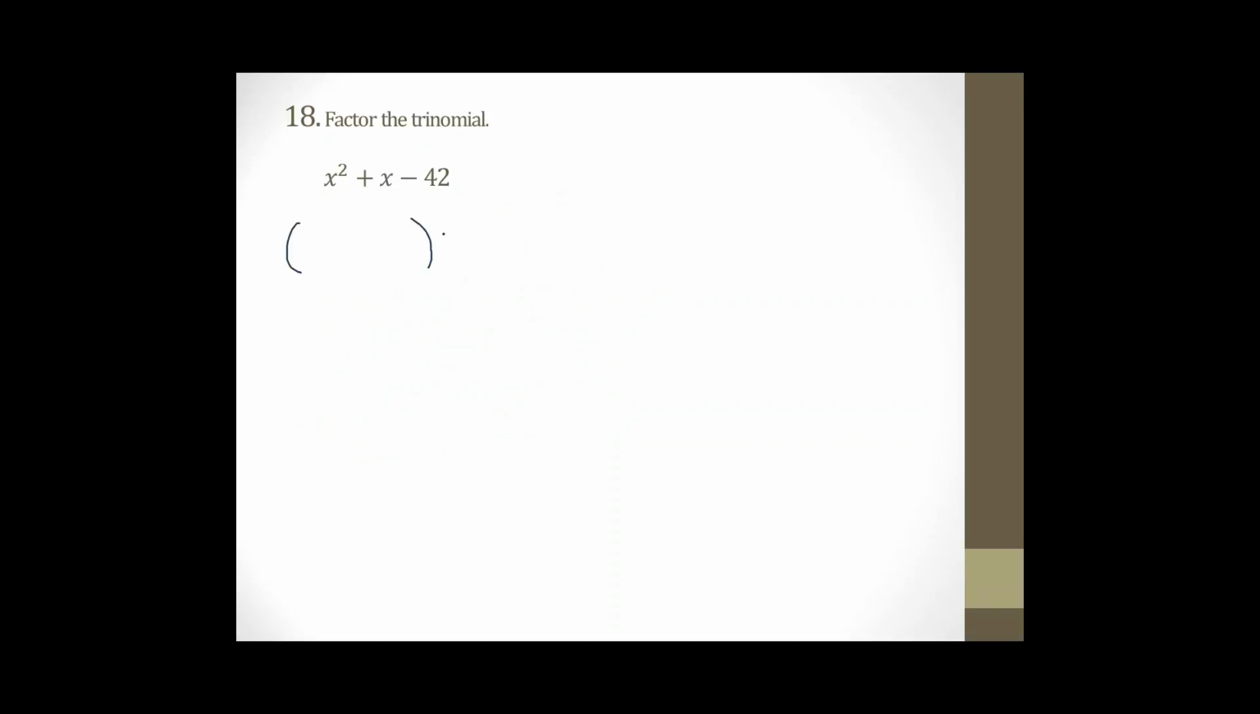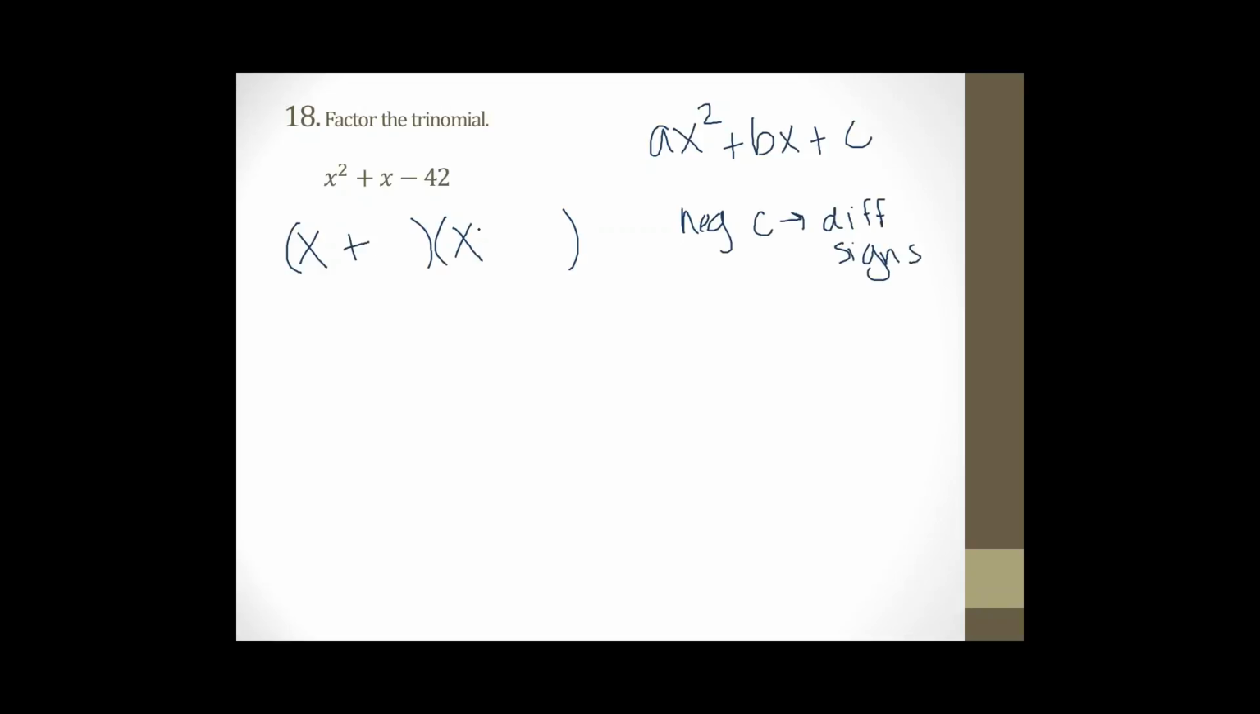So we're going to start with 2 sets of parentheses, and they're going to start with an x for each of them because x times x will give us that x squared that we need. Now, this is our standard form. So if c is negative, negative c means we're going to have different signs in our factors. So basically we want to have a positive and negative.